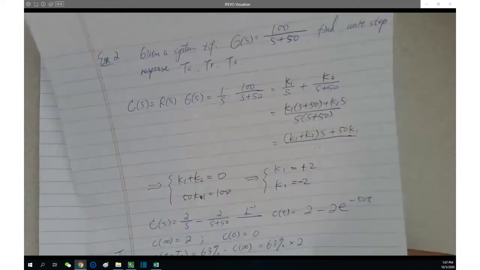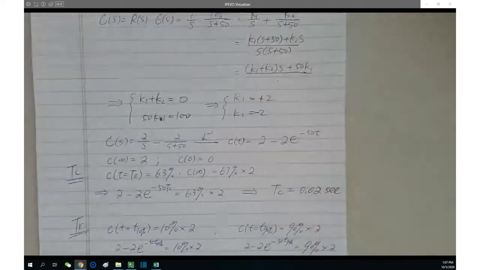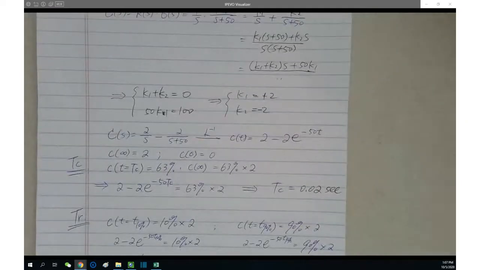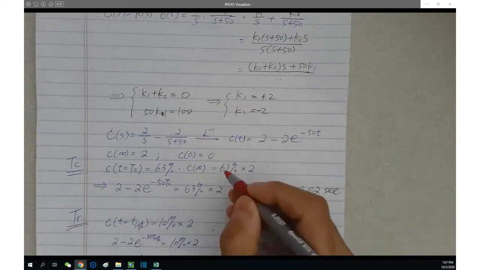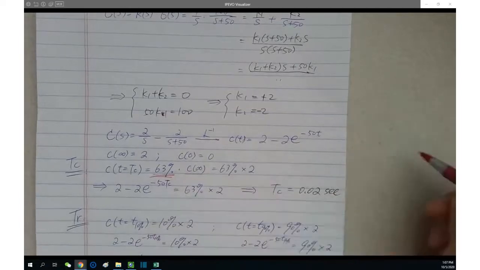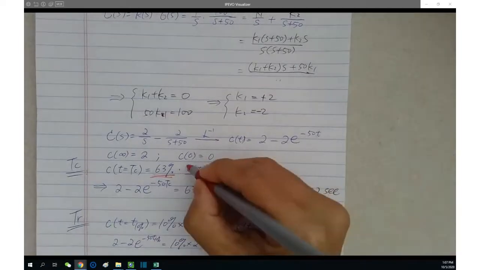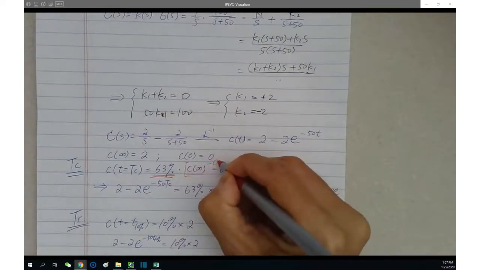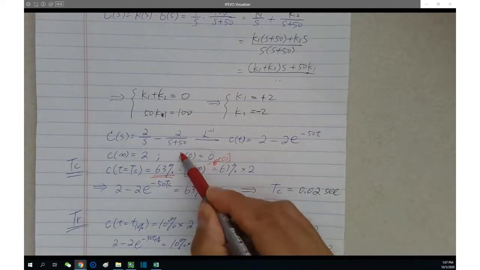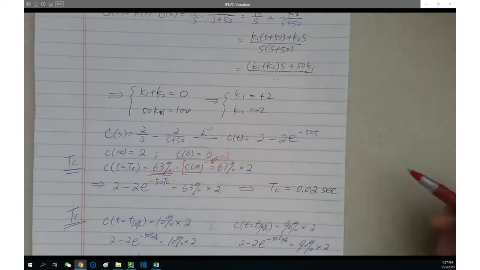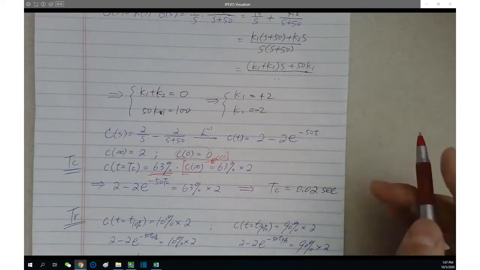But one thing I want to emphasize is, coming back to the three calculations here. What we find here are actually, for example, the TC. So you're using 63% times the final value. But essentially, be careful. This means 63% times the difference between the final value and the initial value. And of course, we realize that the initial value is zero. That's why it's 2. Essentially, it is 2 minus 0.